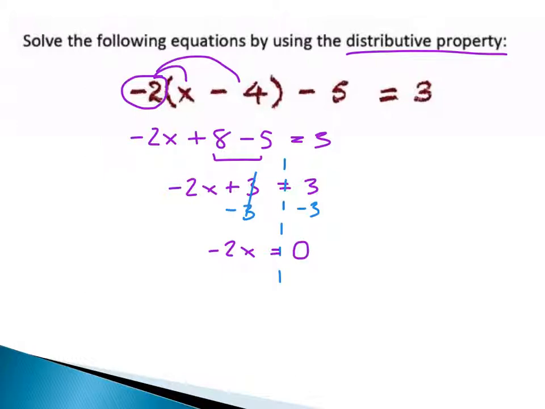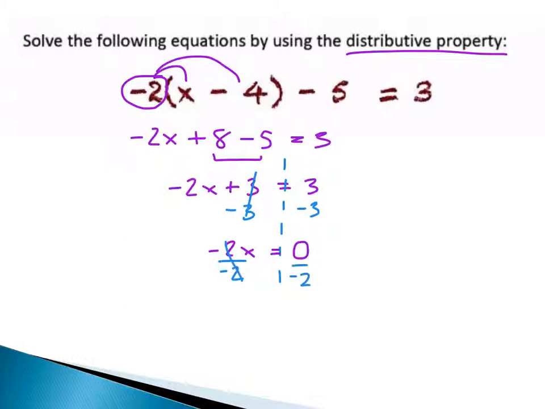Uh-oh, don't freak out here. Negative 2x equals 0. That's okay. Remember that 0 is a real number. Perfectly fine. Let's just solve the last step. I have negative 2 times x. So how do I undo that? What's the inverse operation of multiplication? That's division. So I'm going to divide by negative 2, and I'm going to divide 0 by negative 2.